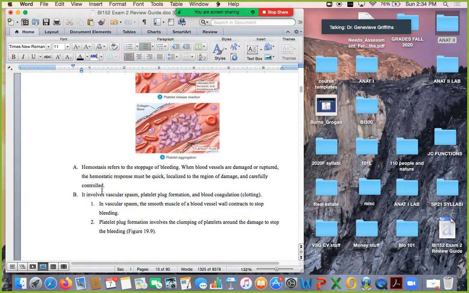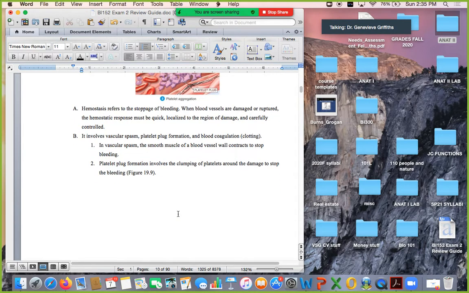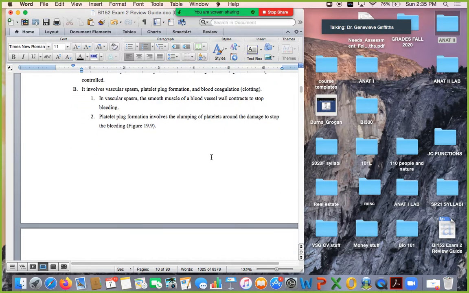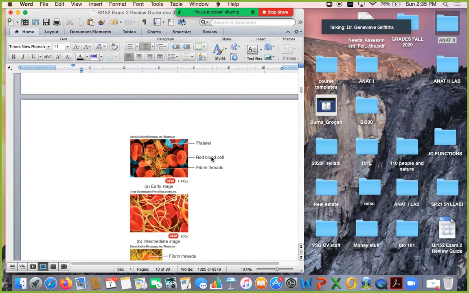So we have three major stages of hemostasis. The first is the vascular spasm. The vascular spasm happens when the constriction of the blood vessel wall occurs, and that's going to help stave off some of the bleeding. Secondarily, we have the platelet plug formation, which happens here with the clumping of platelets around the damage, also helping to stave off the bleeding. And last but not least, we have coagulation, or the clotting response. And here's what that looks like.